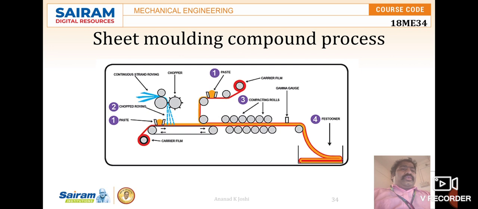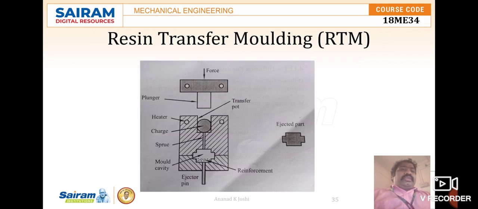Let us have a look at the next process, that is resin transfer molding. Resin transfer molding is a low pressure closed mold process primarily used for molding polymer composites with thermosetting resin matrices. This figure we have taken from the textbook by Kasturi Praveen.